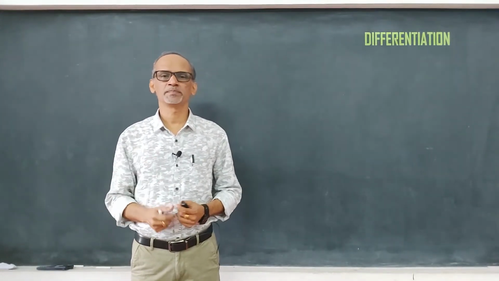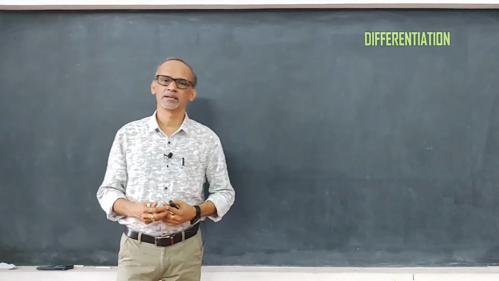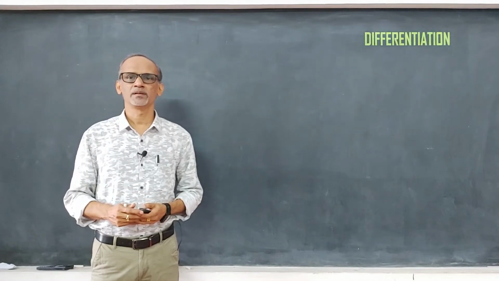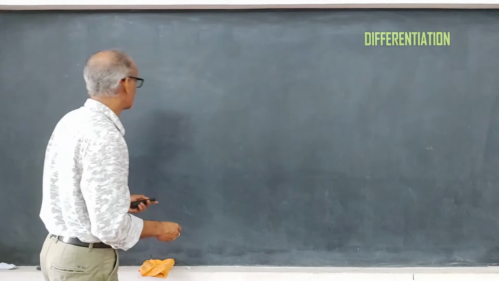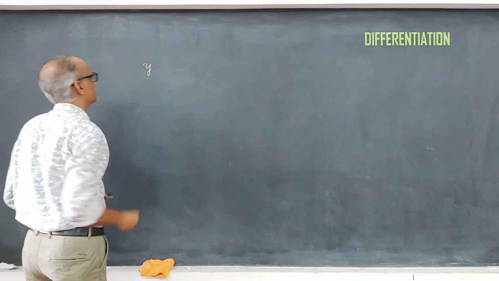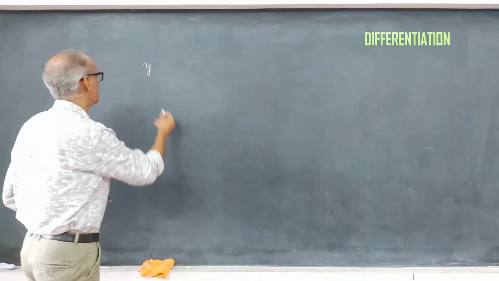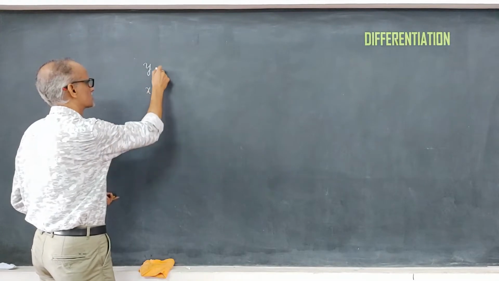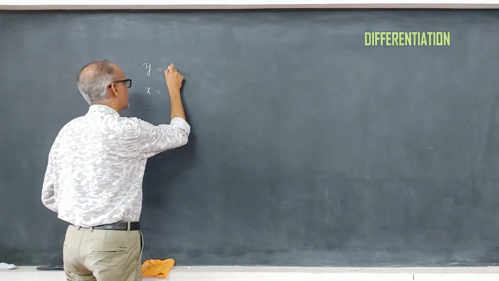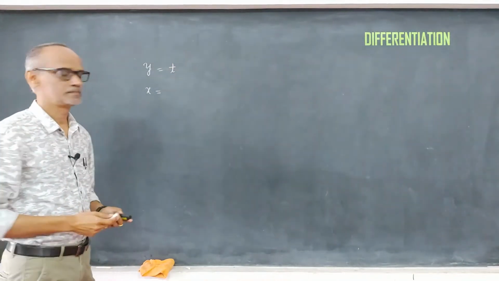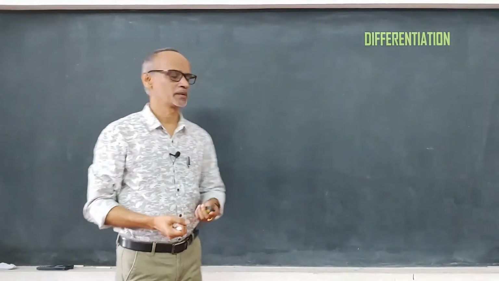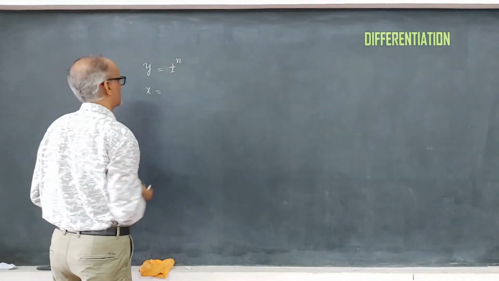So, now we are going to learn something important which is related to mathematics, but we are going to use that in physics. That is about a concept called differentiation. To understand that, I am going to consider a variable called y, or I can even consider the variable called x like this. Here y is equal to t to the power n, where n is an integer. Or it can be even a fraction as well.